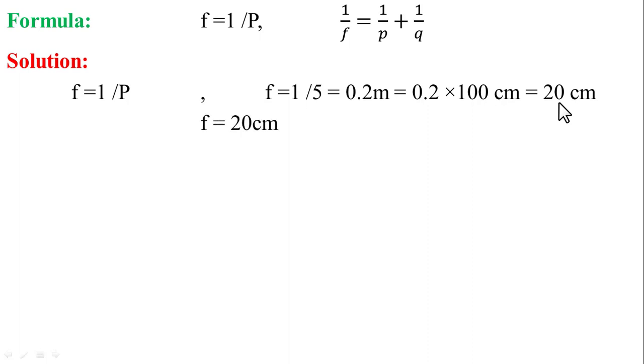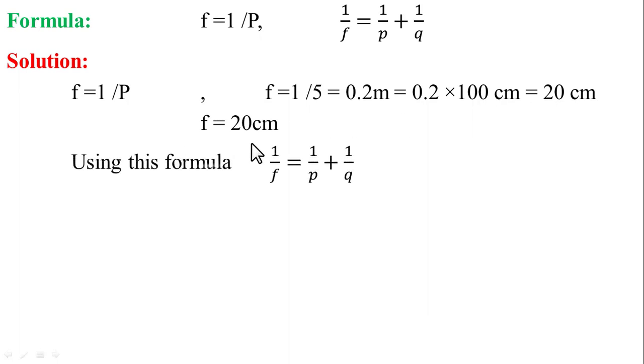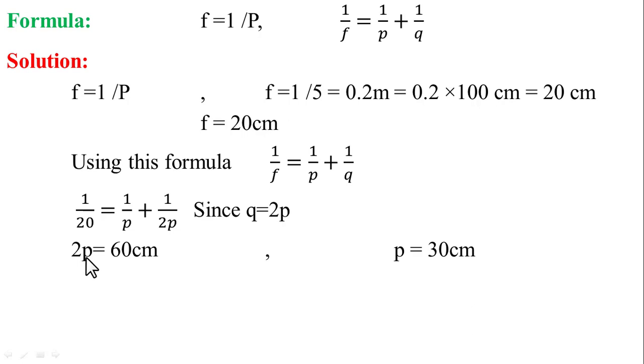Now we write the value f is equal to 20 centimeter to find the value of p. Then using the formula 1 over f is equal to 1 over p plus 1 over q. Now putting the values, 1 over 20 is equal to 1 over p plus 1 over 2p. Since q is equal to 2p, here the image is 2 times larger and a real image is formed. So we can find the values, 2p is equal to 60 and p is equal to 30 centimeter. So the result is that p is equal to 30 centimeter.